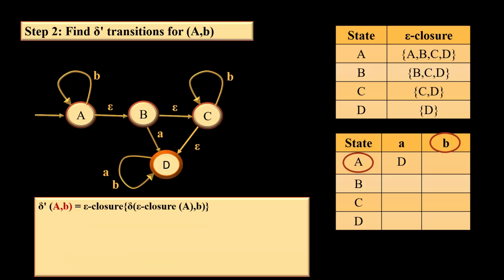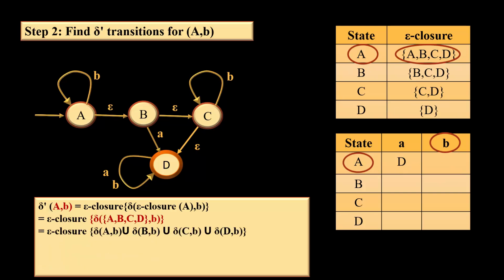A comma B means transition of epsilon closure A comma B. What is A? A is A, B, C, D. So we will write A comma B union B comma B union C comma B union D comma B. We will try to check transition from A on B. There is a self loop, so this will be A.